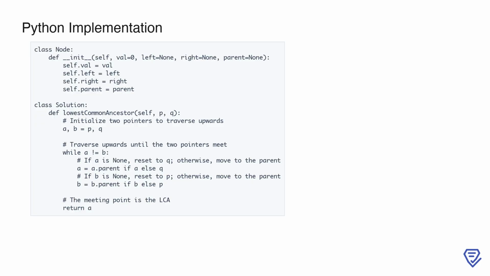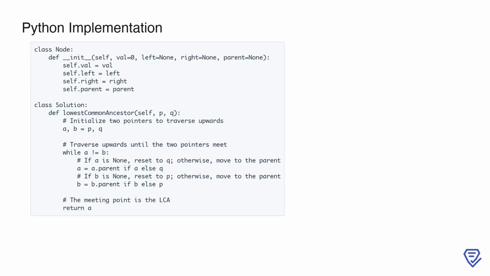This approach ensures that both pointers traverse the same distance by the time they meet, accounting for different depths of the two nodes. 4. Termination. The loop terminates when A equals B, which means the lowest common ancestor is found. This is returned as the result. 5. Efficiency. The algorithm runs in O(h) time complexity, where h is the height of the tree, because each node is visited at most twice. It uses O(1) extra space since no auxiliary data structures are used.